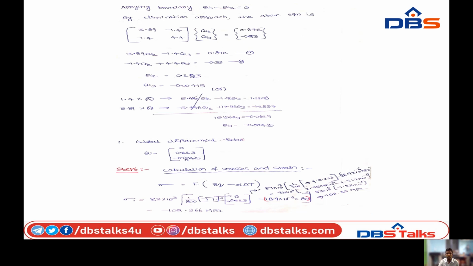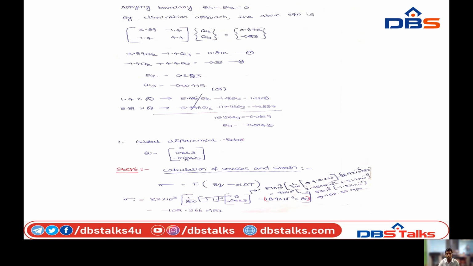Here, first of all, I'm taking the stress for the first element. Sigma 1 is E for the first element, E1, that means 83 gigapascal, 83 into 10 to the power 3. Next, B is 1 by length, 1 by L1. The length of the first element is 801. Next, Q is Q of the first element, Q1, Q2. The displacement vector for the first element: Q1 is 0, Q2 is 0.223.